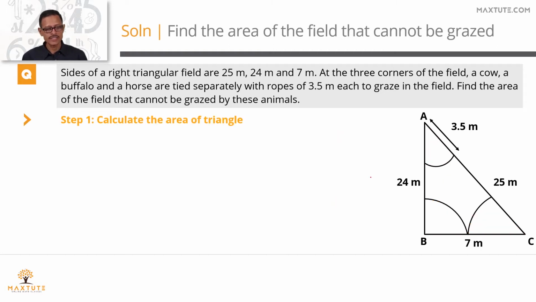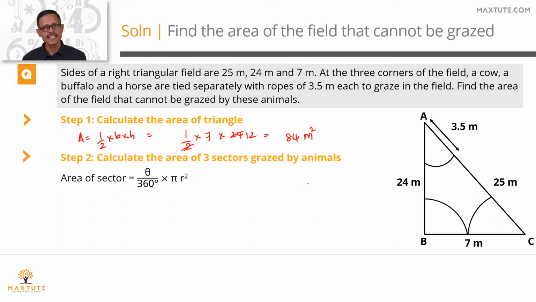Step 1, let's find out the area of the triangle. It's a right triangle, so area is very straightforward. Area of the triangle is equal to half into base into height. The base is 7 meters, height is equal to 24 meters. So area is equal to half into 7 into 24. 24 gets cancelled with the 2 to leave us with a 12. So the area of this right triangle is equal to 84 meters square. Step 1 done.